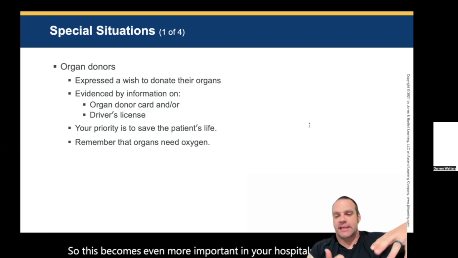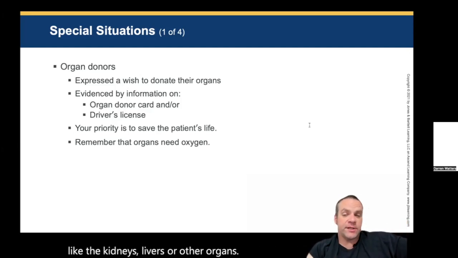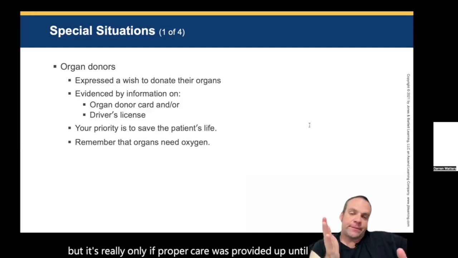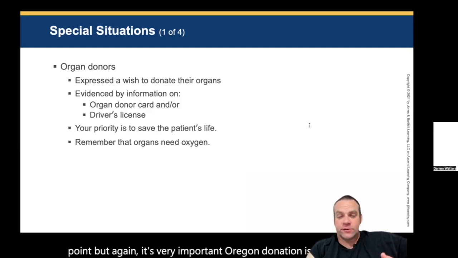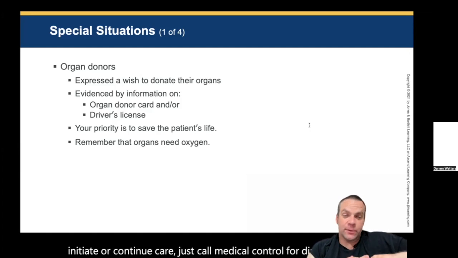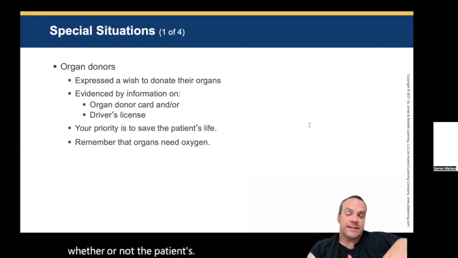In some cases, the kidneys, livers, or other organs may still be harvested from a patient who was not resuscitated, but it's only if proper care was provided up until that specific point. But again, it's very important. Organ donation is voluntary. So even if you're uncertain about a donor status or whether to initiate or continue care, just call medical control for direction. Your job is to treat the patient and not worry about whether or not the patient's an organ donor. Your job should be to attempt to save a life.